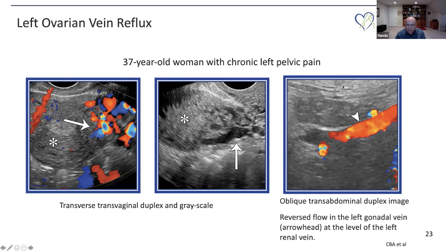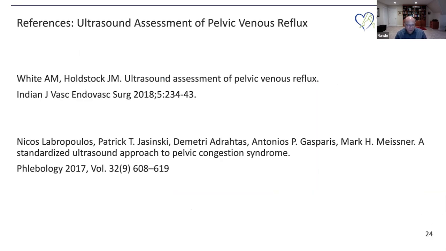An oblique transabdominal duplex image shows reversed flow in the left gonadal vein at the level of the renal vein. Don't be fooled by the red color, because when you look at the color scheme, red means that the blood is flowing away and as such refluxing. These are some references for ultrasound assessment of pelvic venous reflux that you may peruse at your leisure.